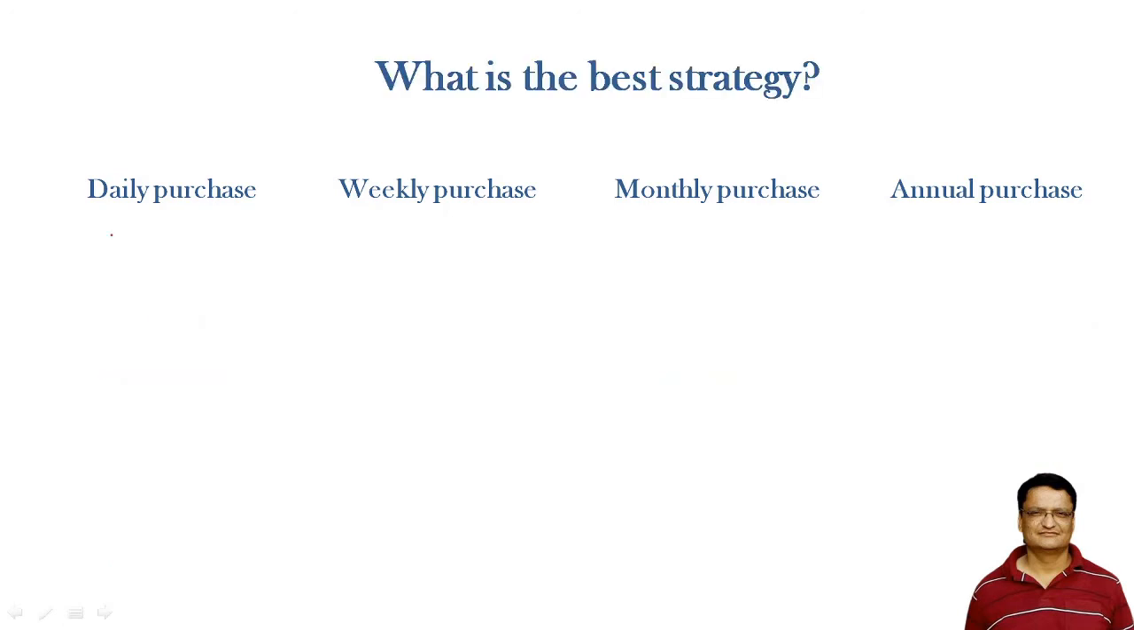Hope you must have given the thought for this question. So we have these 4 strategies: daily purchase, weekly purchase, monthly purchase and annual purchase. Now if we take a closer look, here the number of purchases is very high and they are decreasing, and here you have only one purchase throughout the year.